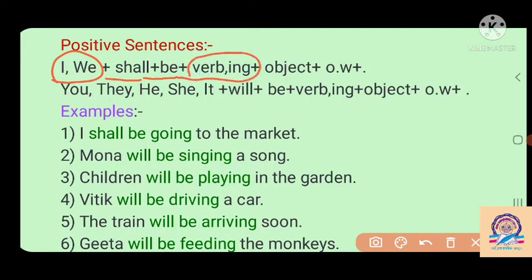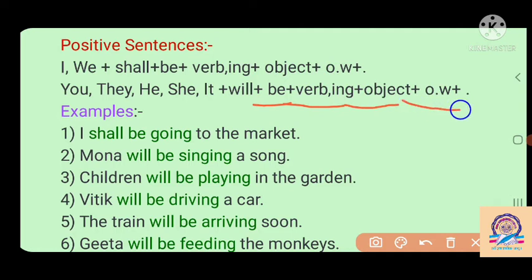In all the continuous tenses we have to add verb ing, and then after that the object, then other words, and last we have to keep the full stop. And if the subject is you, they, he, she, it, a singular or plural noun, then we have to use the helping verb will, then be, then verb ing, then object, then other words, and last we have to keep the full stop.